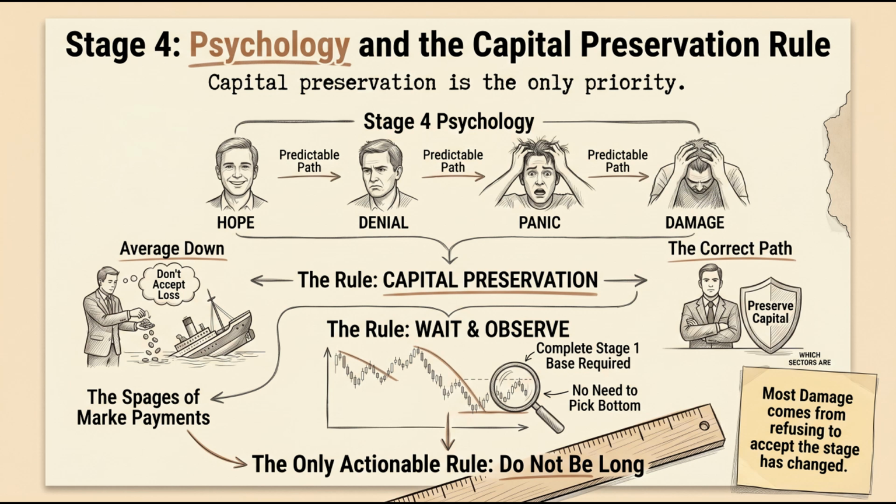The Weinstein method's core rule for Stage 4 is simple: do not be long. Wait for a complete Stage 1 base to form before considering re-entry. There is no need to try to pick the bottom. Most of the damage in Stage 4 happens not because the stock falls, but because investors refuse to accept that the stage has changed. Capital preservation is your only priority here.